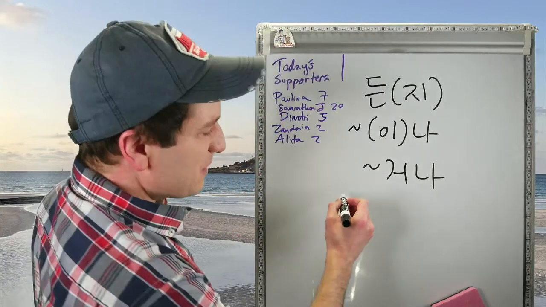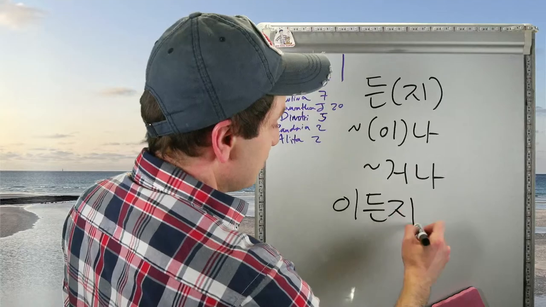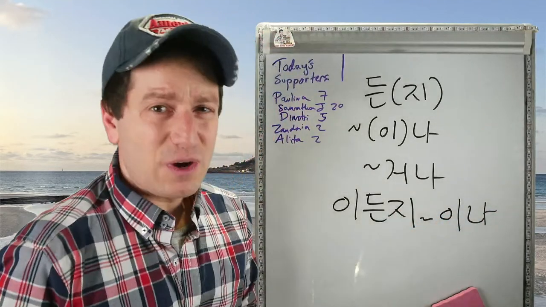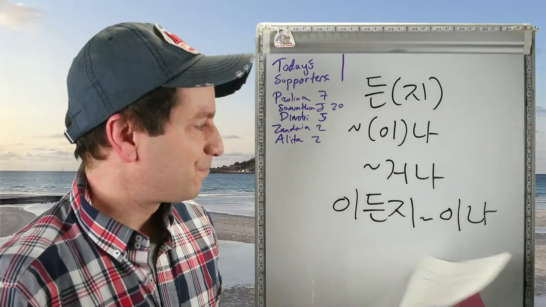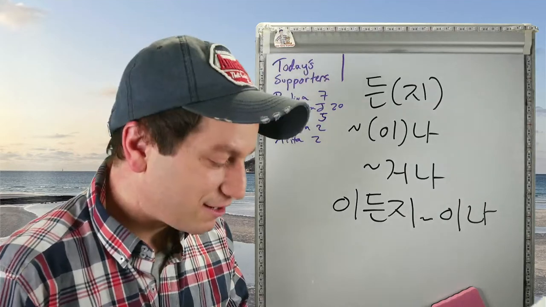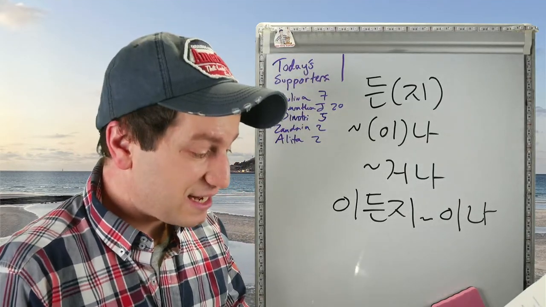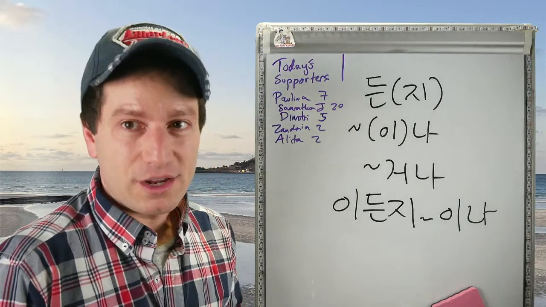And if you're specifically using the verb 이다, you can get 이든지 or 이나. And when you're using these to say, like, whatever it is, it doesn't matter, they have the same meaning and the same usage. So you could switch the sentence 무슨 색이든 to 무슨 색이나 다 좋아요.